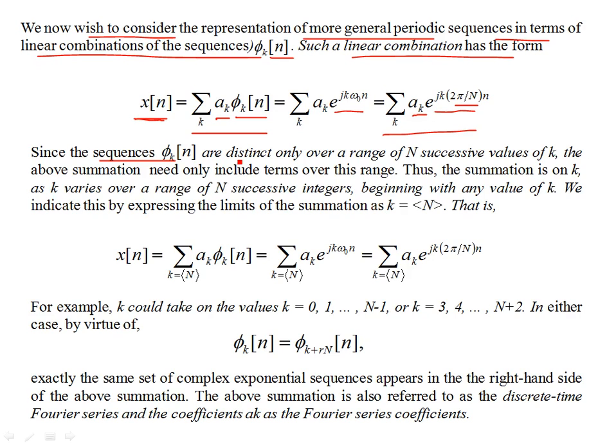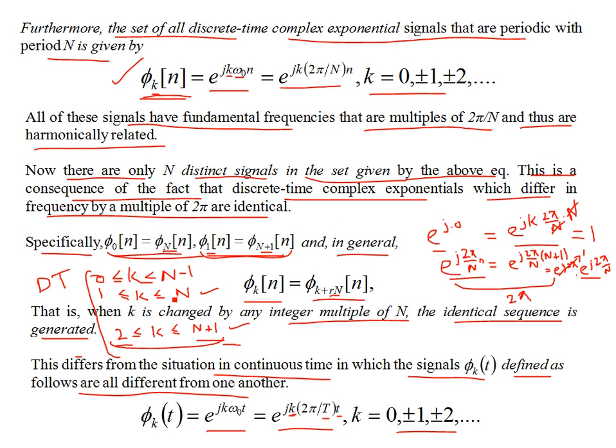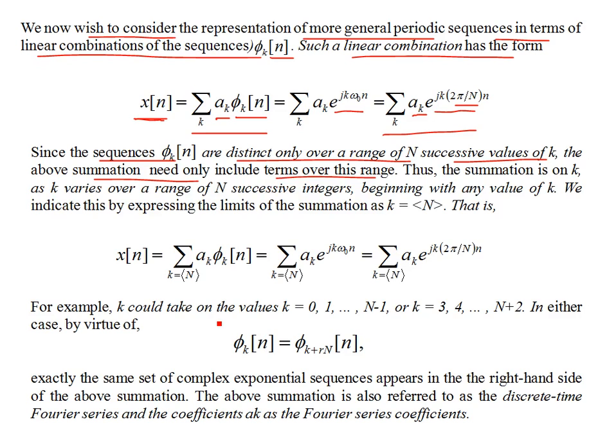Since the sequences phi k of n are distinct only over a range of capital N successive values of k, the above summation need only include the terms over this range. So we just need to consider capital N successive harmonic indices k, that is, consecutive capital N harmonics. Thus the summation is on k, and as k varies over the range of N successive integers, beginning with any value of k, we indicate this by expressing the limits of summation as k equal to capital N.